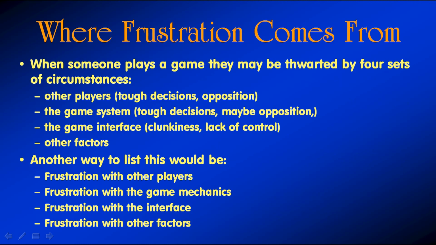Where does frustration come from? When someone plays a game, they may be thwarted by four sets of circumstances. Other players: tough decisions and opposition. The game system: tough decisions, maybe opposition. The game interface: clunkiness, lack of control, and other factors.